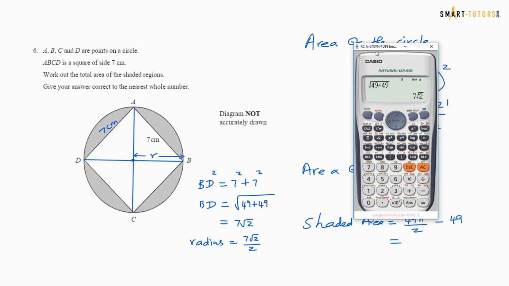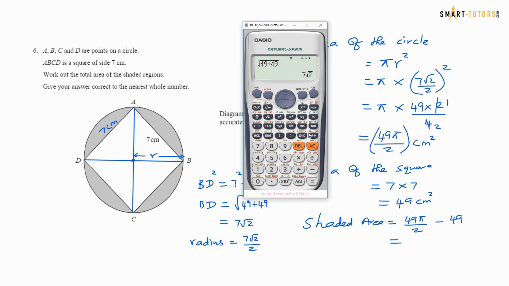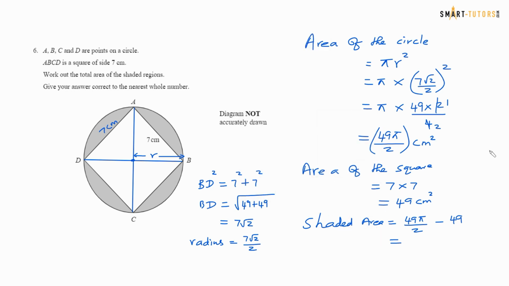We can use the calculator to find that. Press 49 times pi divided by 2, whatever the answer, minus 49. So the answer is 27.97, but give your answer correct to the nearest whole number. So 28 centimeter squared, for the nearest whole number.